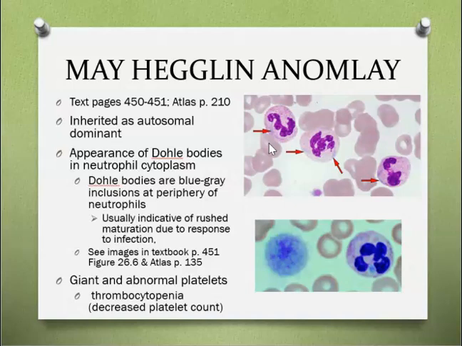Also with May-Hegglin samples, a lot of times you'll end up with giant platelets or abnormal platelets. Normally our platelets are small little purple dots, so that's how they show up on a Wright stain. Here's a small platelet. But you can see this platelet is so large, or so giant, that it's almost the same size as this neutrophil. Here's a dull body right here in this example. But you have thrombocytopenia in these May-Hegglin patients as well, meaning they have a decreased platelet count.